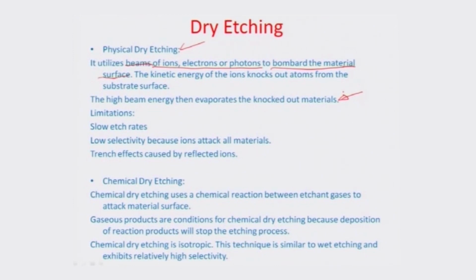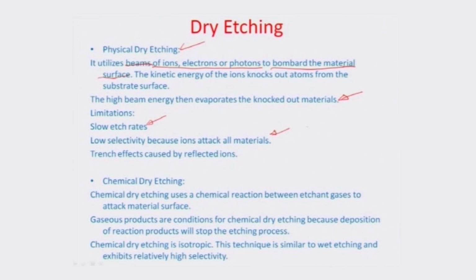Some of the limitations that this process has are that it has a slow etch rate and it is not very selective, which means that it attacks everything that comes in its way, and it can actually damage the whole surface very rapidly, because of which there is nothing called an etch stop or an etch selective layer which you can use for this physical dry etching.